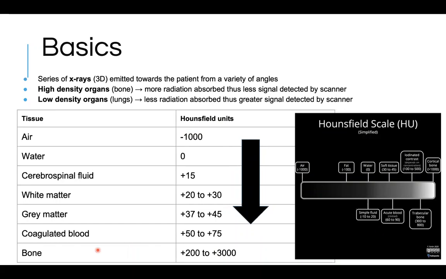Just to mention that white matter in the brain is actually darker than gray matter on a CT scan. And this is because white matter is full of myelinated axons. So they are essentially very fatty and have a high water content in comparison with gray matter. And this is why white matter looks darker than gray matter on a CT head.